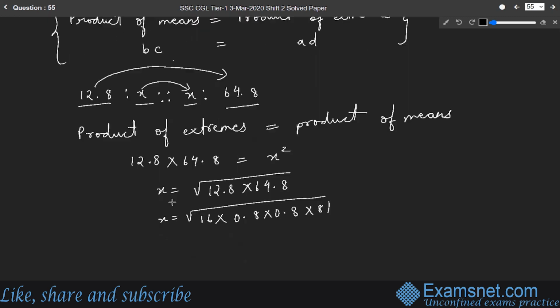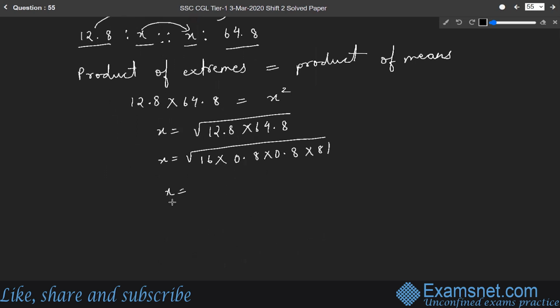So it can be written in this way. Now, from here, we can see that under root of 16 means 4. So 4 multiplied by 0.8 into 0.8 will be 0.64 and under root of 0.64 will be 0.8. Then under root of 81 is 9. So this is the value of X here. I hope this is clear to you.